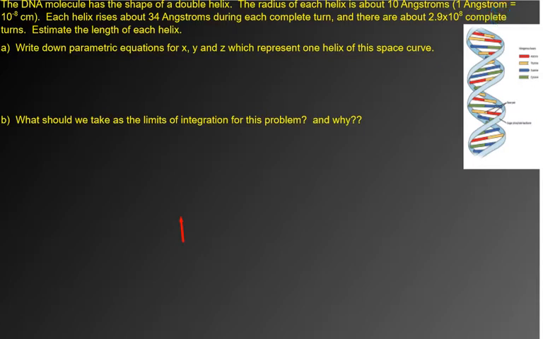1 angstrom is 10 to the negative 8 centimeters. You use this for measuring super small stuff. I was actually a molecular bio major when I first started undergrad, and you work with these things all the time if you study that stuff. And it says that the helix rises 34 angstroms for each complete turn.